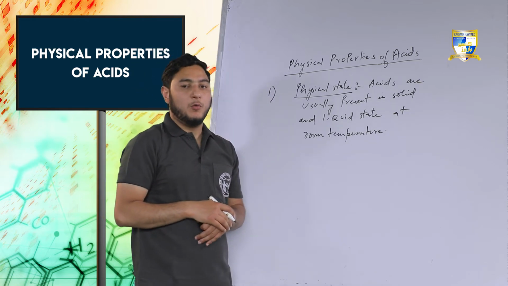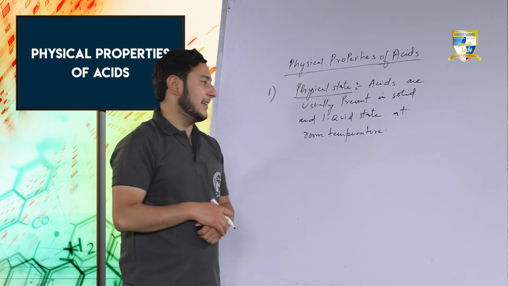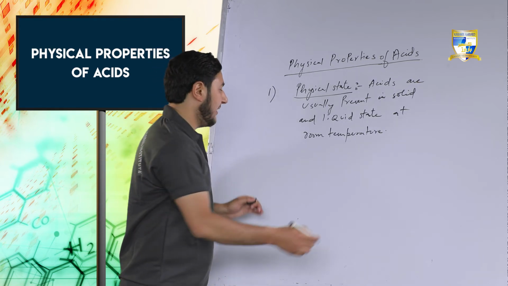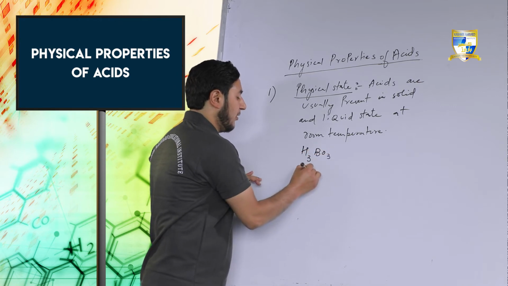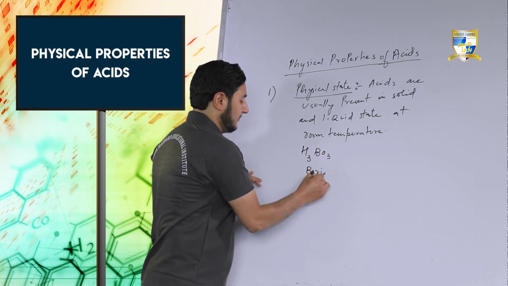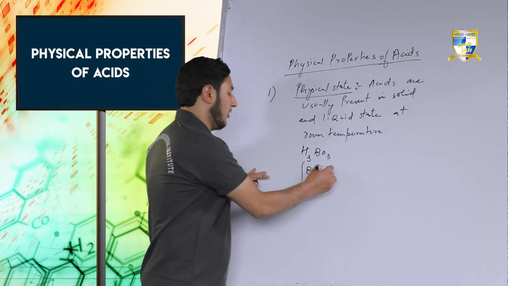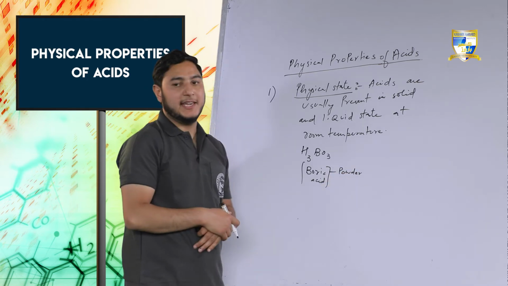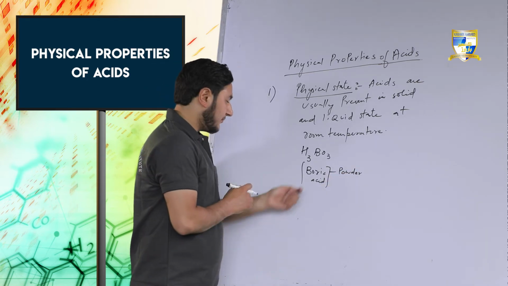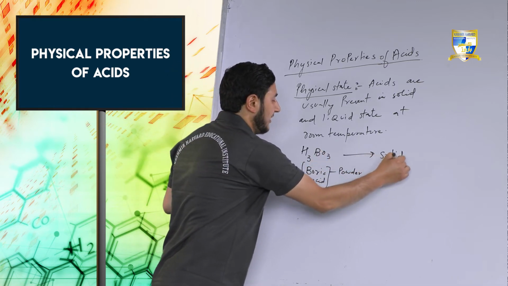Now, which are the acids that exist as solids and which exist as liquids? A simple example is H3BO3, also called boric acid. You might have seen boric acid. It exists in powder form and we use it in case of eye problems. Boric acid is an acid that exists in solid state.